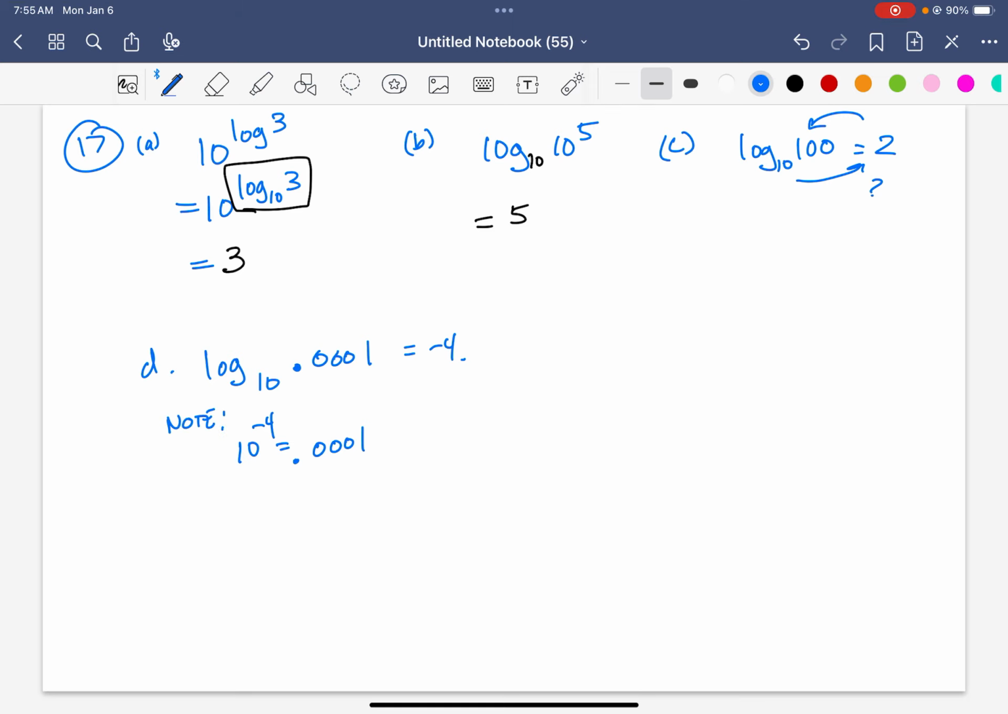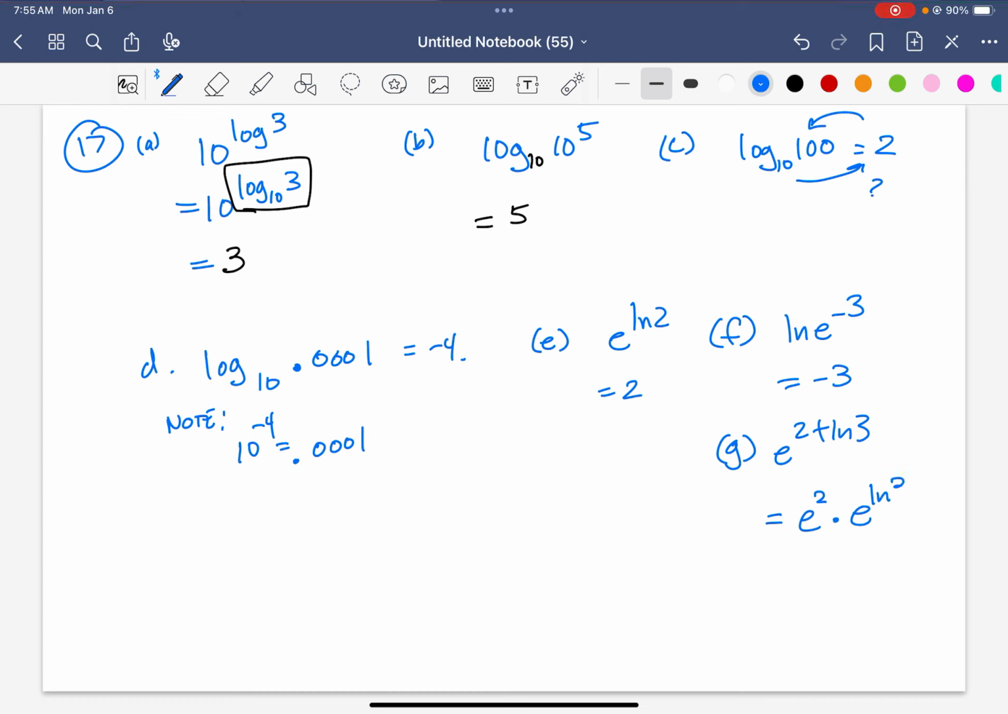Okay, and then E. E turns out to be e to the natural log of 2. That's 2, because again, those cancel each other out in a sense. Natural log of e to the -3rd, that's just -3. And e to the 2 plus natural log of 3. Well, notice if I have an addition in the exponent, that's the same as e squared times e to the natural log of 3, because with like bases when I multiply, I add the exponents. But what is e to the natural log of 3? That's just 3. So this is 3e squared.